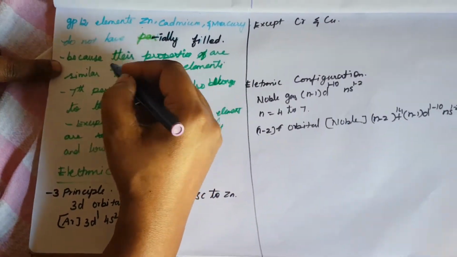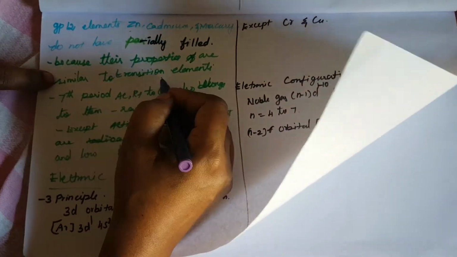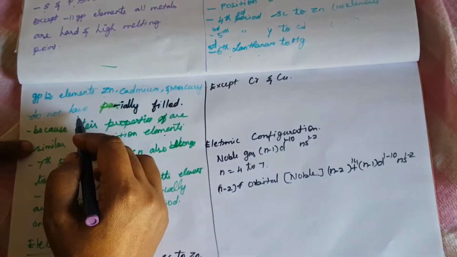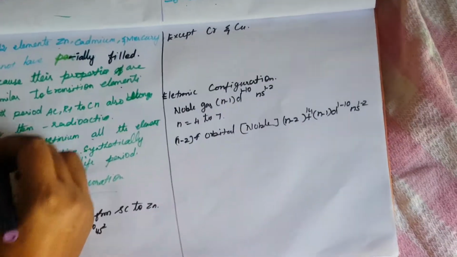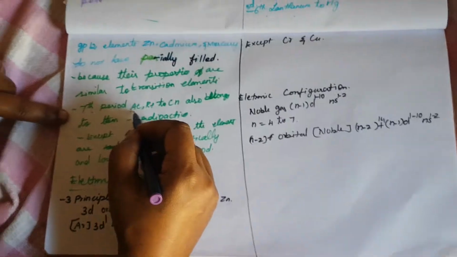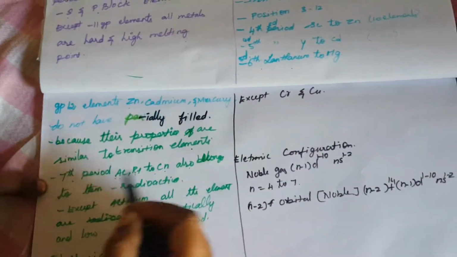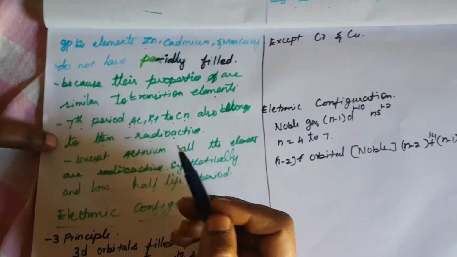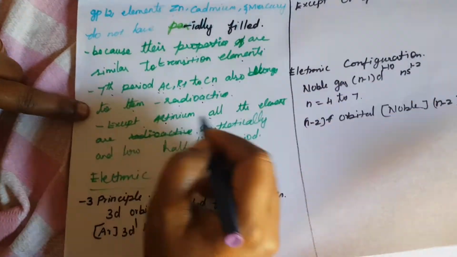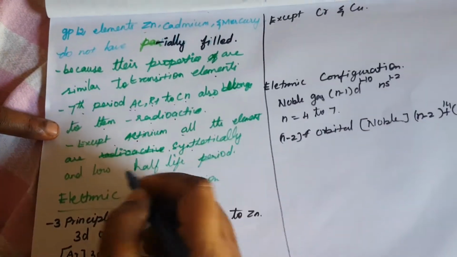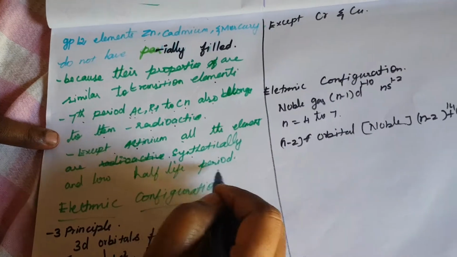So what is the reason? Because their properties are similar to transition elements, they are categorized under the d-block elements. The seventh period, actinium and rutherfordium to copernicium, also belongs to them. Except actinium, all the elements are synthetically manufactured and their half-life periods are very small.